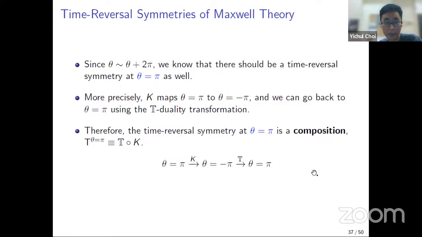However, we also know very well that since theta is 2 pi periodic, at theta equals pi, there should also be a time reversal symmetry. If I were to be very precise, then at theta equals pi, the nature of the time reversal symmetry is slightly different from that at theta equals zero. This is because if I first apply the K transformation, then theta equals pi maps to theta equals minus pi. But then I need to further apply the T duality transformation to go back to the original value of the theta angle. So at theta equals pi, the time reversal symmetry is really the composition of these K and T transformations.